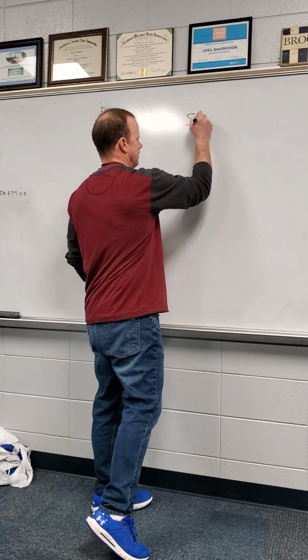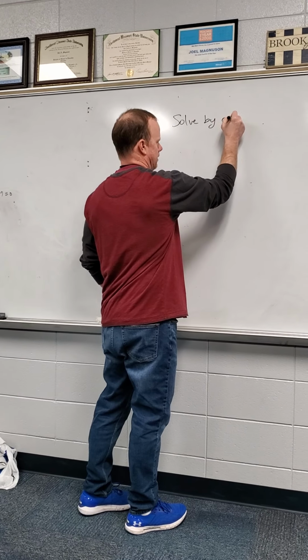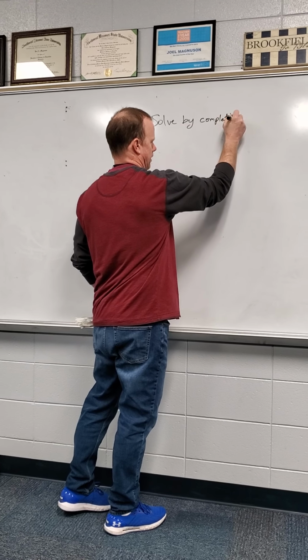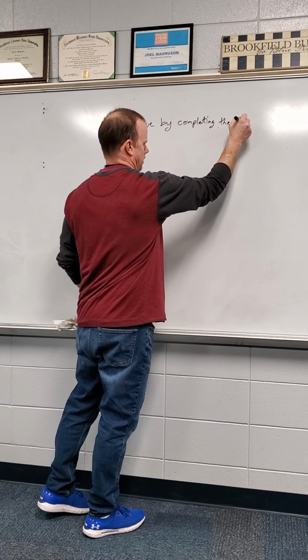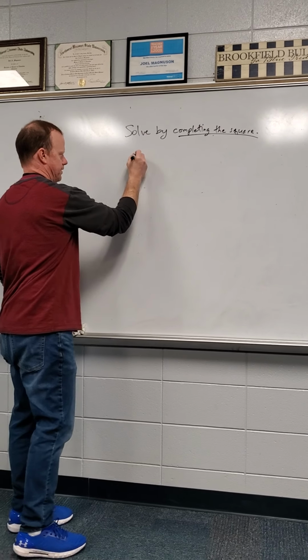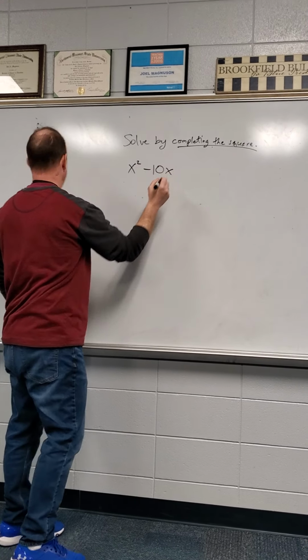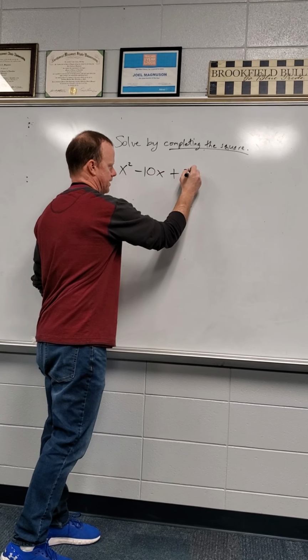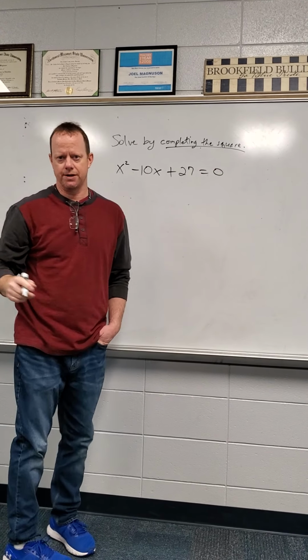Okay, I'm going to show a couple problems on how to solve a quadratic equation by completing the square. So, solve by completing the square. The problem is x squared minus 10x plus 27 equals 0.